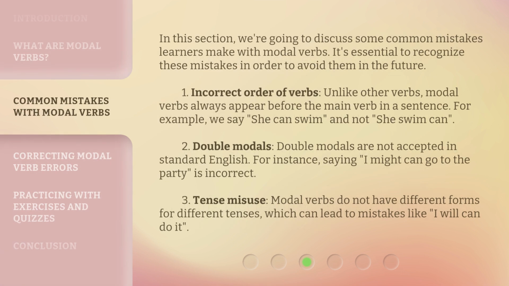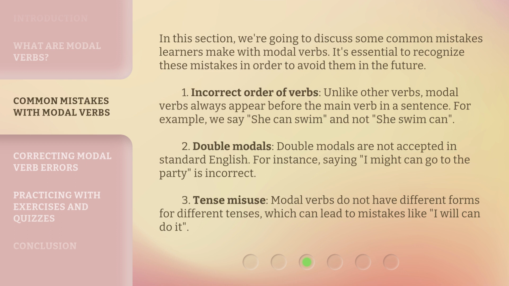In this section, we're going to discuss some common mistakes learners make with modal verbs. It's essential to recognize these mistakes in order to avoid them in the future. 1. Incorrect order of verbs. Unlike other verbs, modal verbs always appear before the main verb in a sentence. For example, we say, she can swim, and not, she swim can.